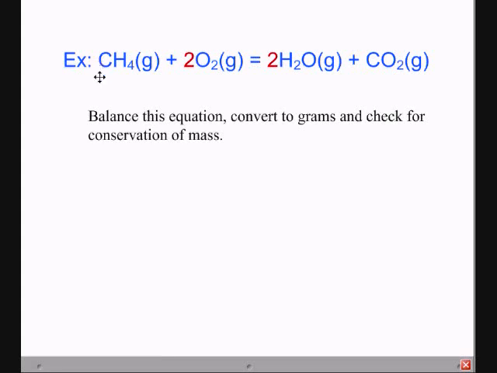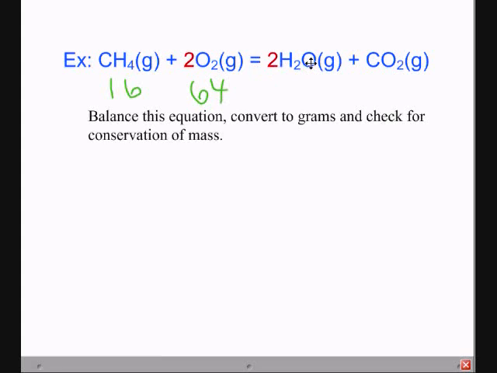Methane gas, CH4, is 12 plus 4. That should be 16, right? No problem. Oxygen. Now oxygen, 2 oxygen is 32, right? But remember, you have 2 of them. So this really weighs 64 grams.